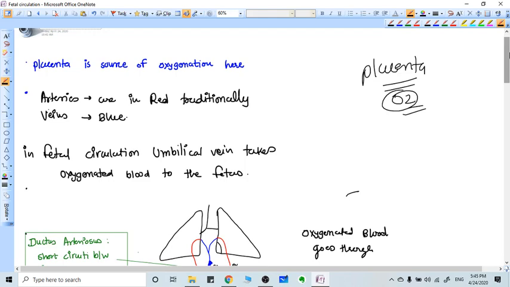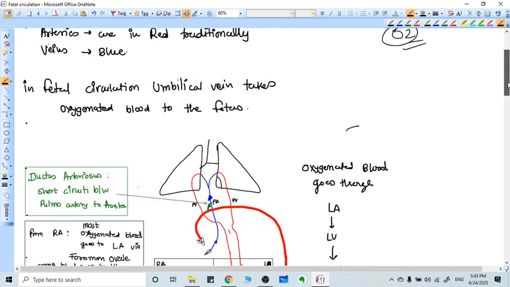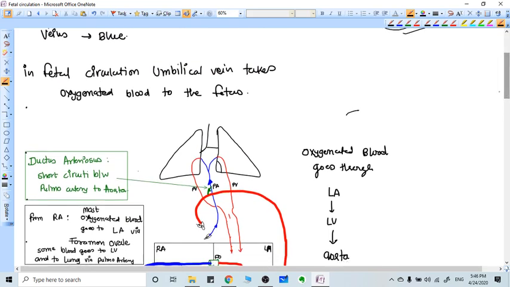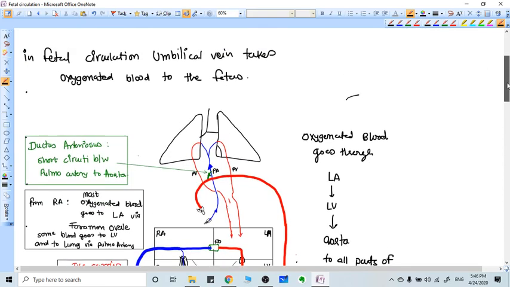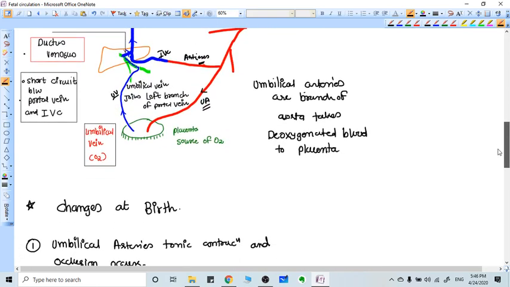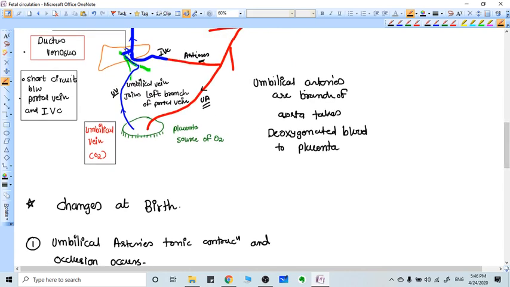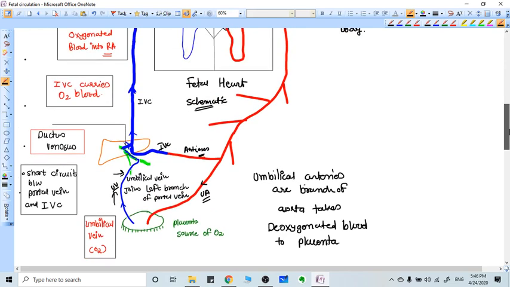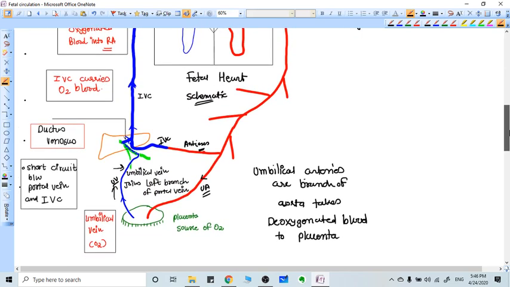Okay, now fetal circulation. In fetal circulation, umbilical veins are very typical veins that carry oxygenated blood from the placenta. To understand this chart, we need to start from the bottom line, that is the placenta. You can see here, this is the placenta, and from the placenta this umbilical vein arises and goes towards the fetus carrying oxygenated blood. Though it is colored blue, it still carries oxygenated blood.